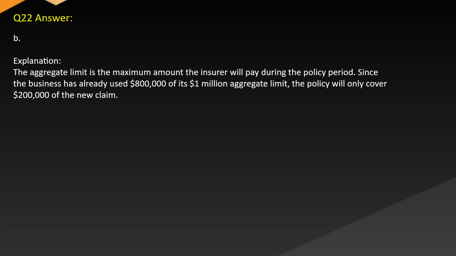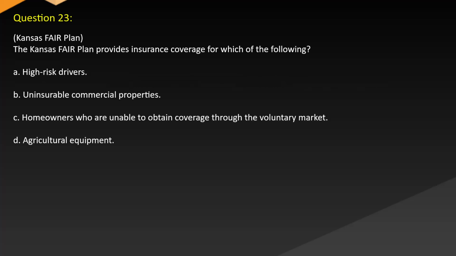Answer B. Explanation. The aggregate limit is the maximum amount the insurer will pay during the policy period. Since the business has already used $800,000 of its $1 million aggregate limit, the policy will only cover $200,000 of the new claim.